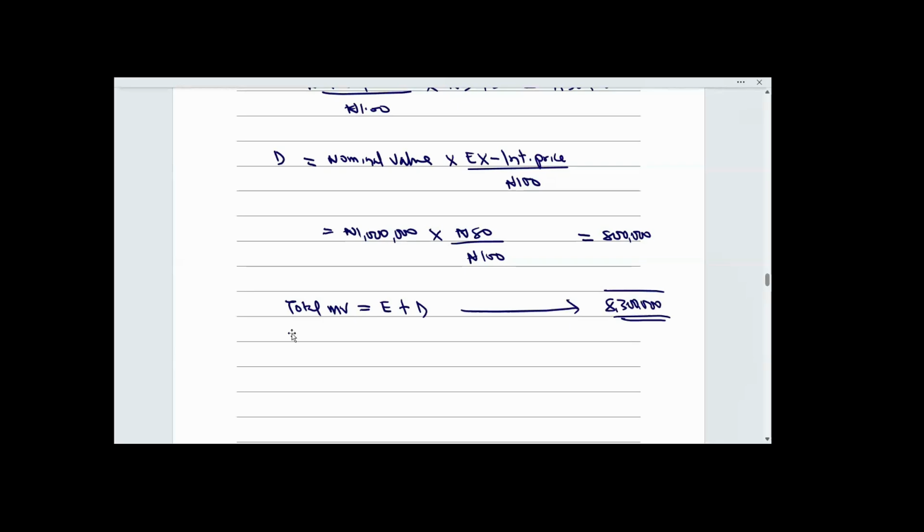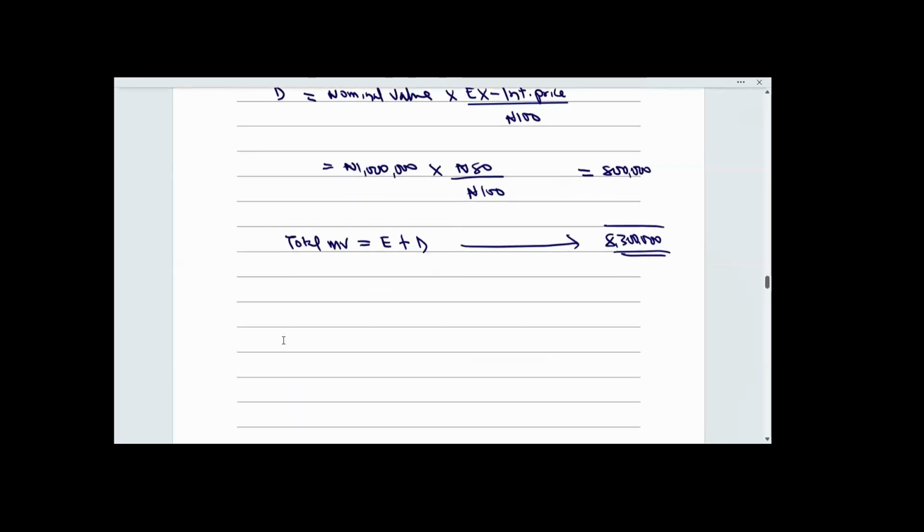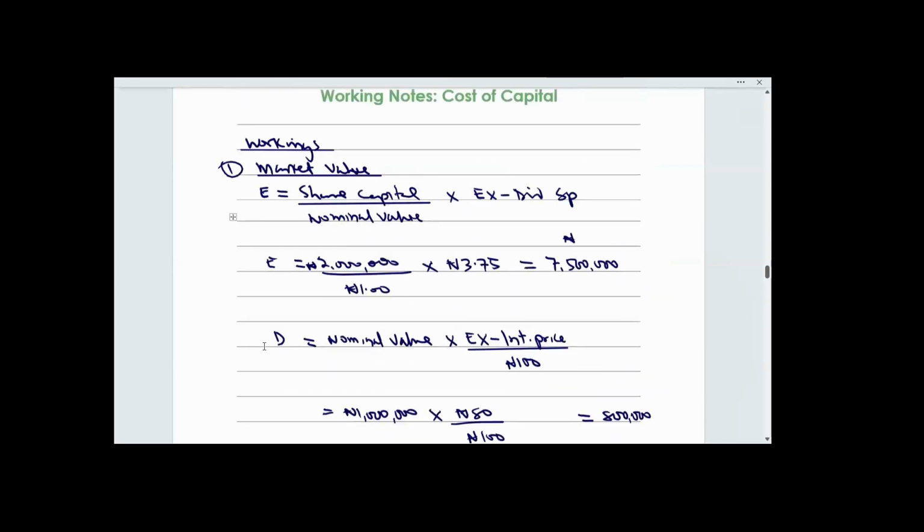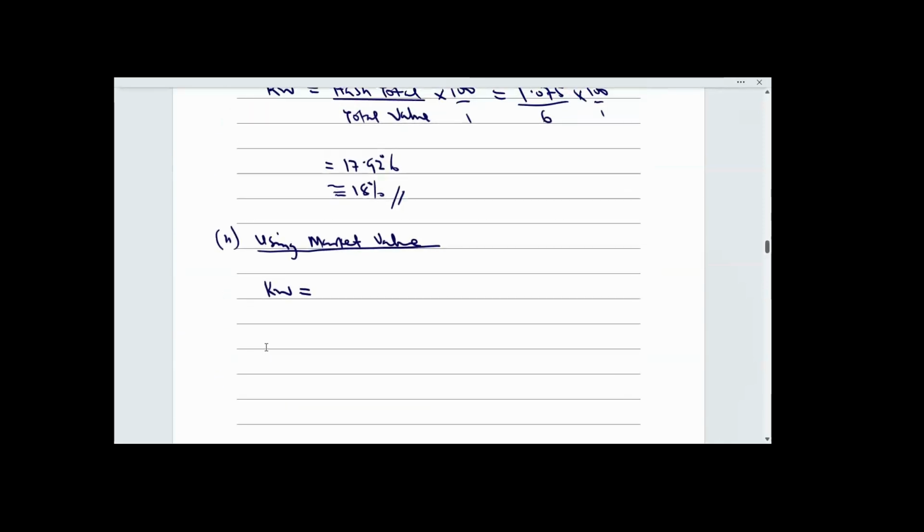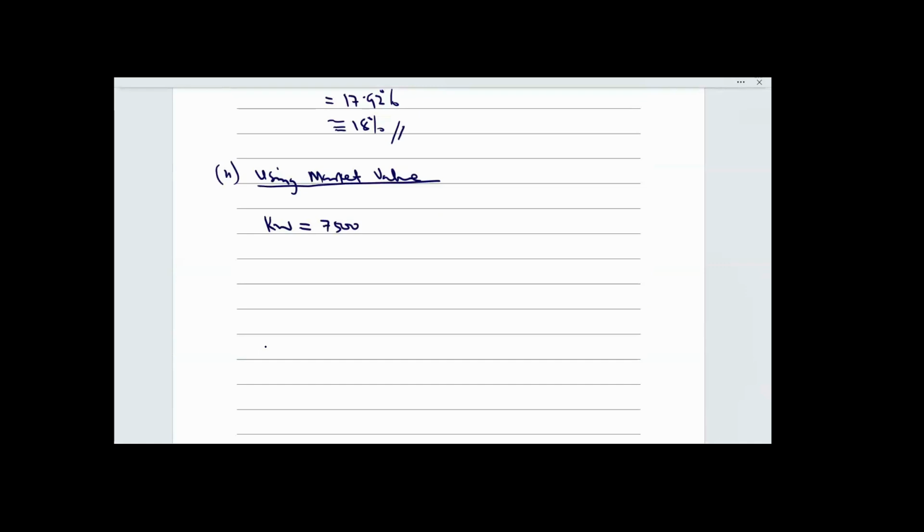Okay, so that's the total market value. So with this, I can then go up there and complete my calculation. Equity value is 7,500,000. Total market value of equity and debt is 8,300,000. So instead of coming to the denominator to say 7.5 plus 800, it's a waste of time. I've already added it together.